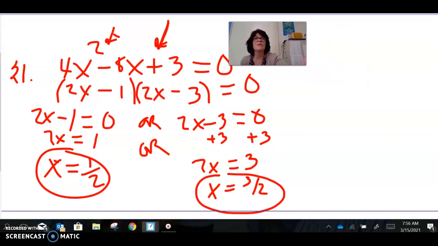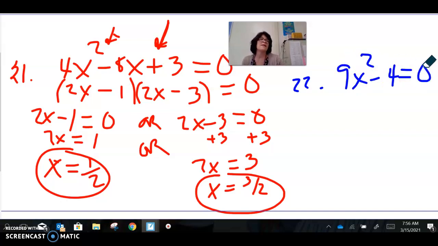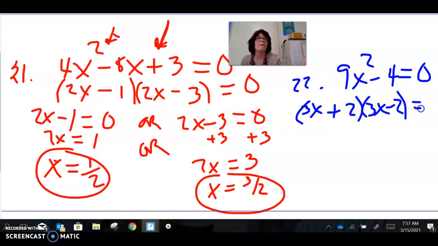Let's look right beside it at 22. Yay, there's only 2 terms. Thank you, Lord. So glad. 9x squared minus 4 equals 0 is the difference of 2 squares. 3x plus 2, 3x minus 2. 3x plus 2 either equals 0 or 3x minus 2 equals 0.